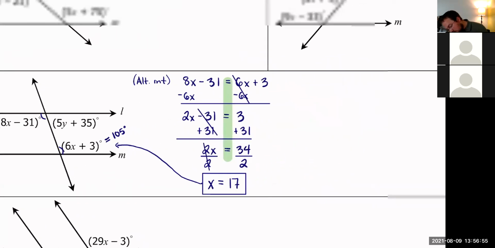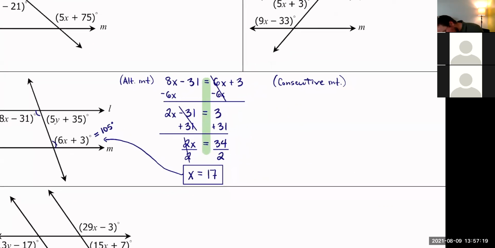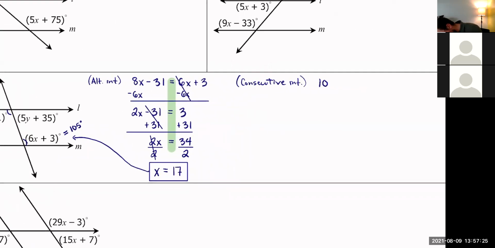Because then when I come over here and I go to try to find y, 6x plus 3 and 5y plus 35 are consecutive interior angles. Can't spell today, apologize. Which means the 105 that we just calculated plus the missing one, the 5y plus 35, should equal 180 degrees. Now, because of time, that's why I'm going to leave that one there.